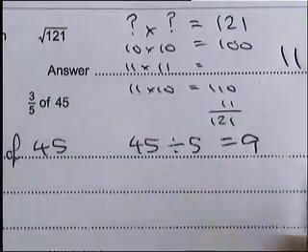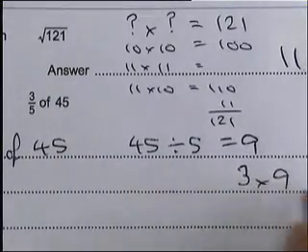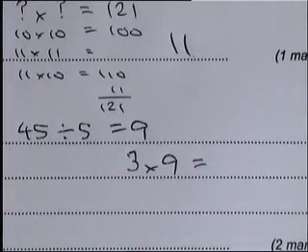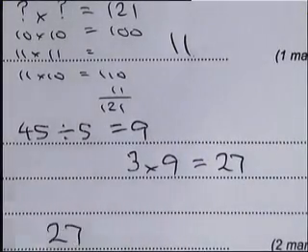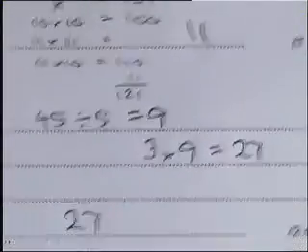So 3/5 will be 3 lots of 9. Again, if you know your times tables, that's great. If you don't, use your fingers if necessary. 3 9s is 9, 18, and then 27. So the answer to that question is 27.